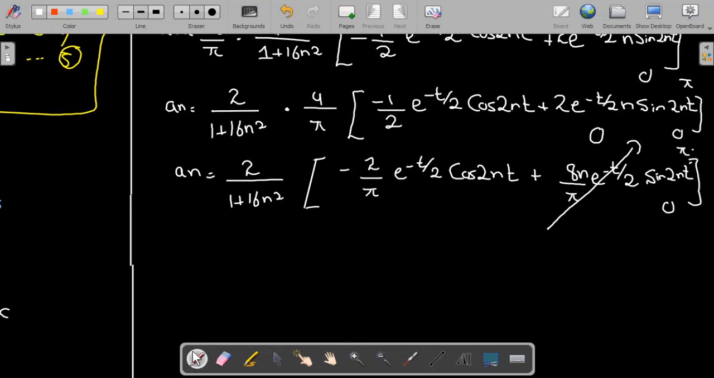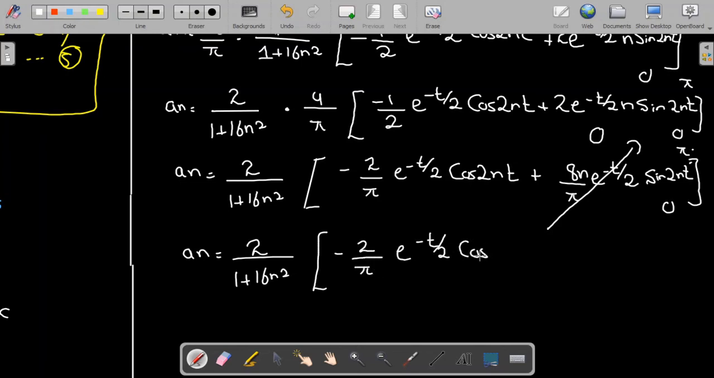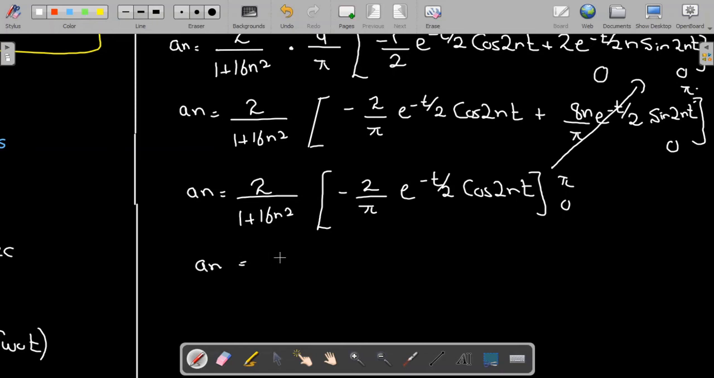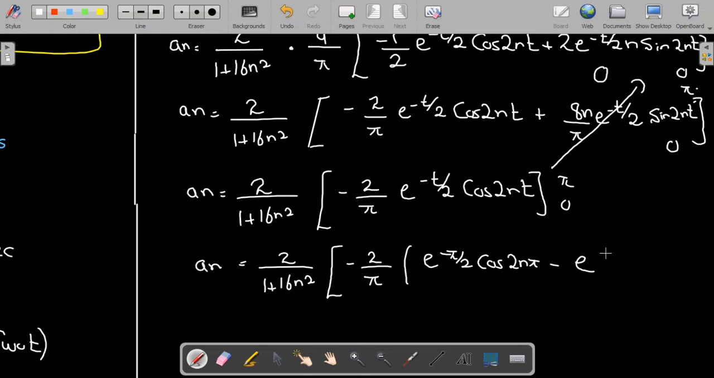So I can write it again as an is equal to 2 divided by 1 plus 16n square, and we have minus 2 by pi e power minus t by 2 cosine of 2nt, with limits pi and 0. So let me substitute these values, this pi and this 0. First of all, we need to substitute pi, so this will be minus 2 divided by pi into e power minus pi by 2 cos 2n pi minus e power minus 0 into cos 0. Now e power minus 0 cos 0 is equal to 1. We know that, so I can substitute 1 around here.